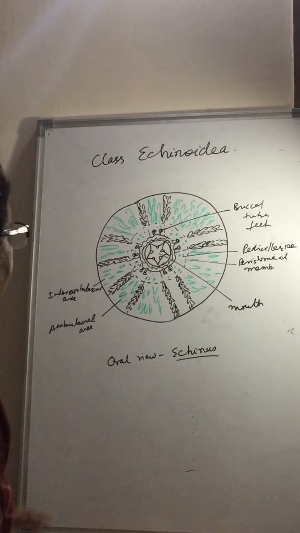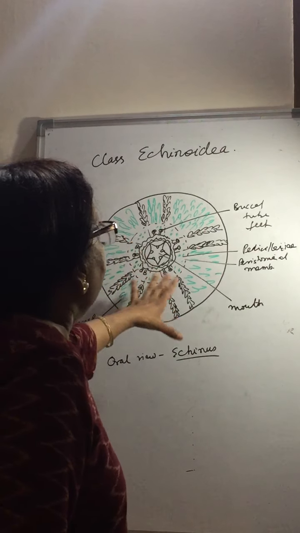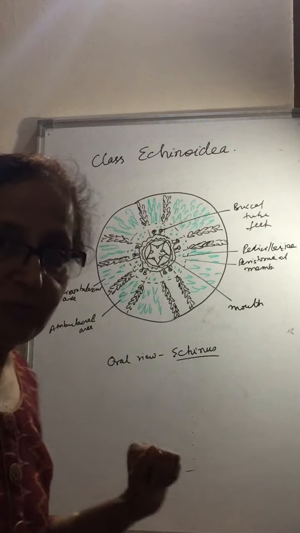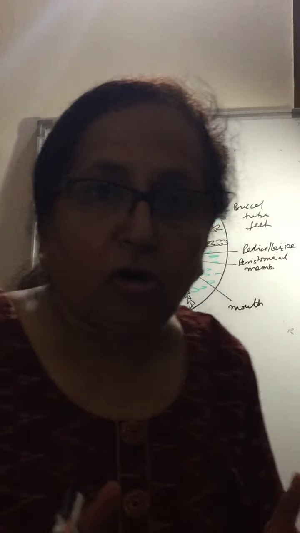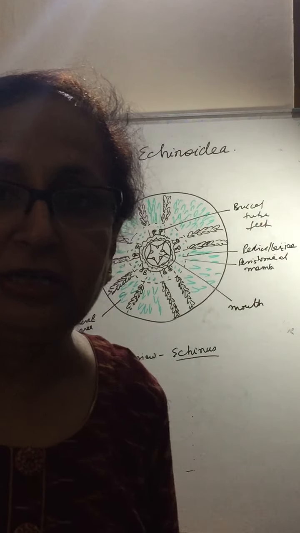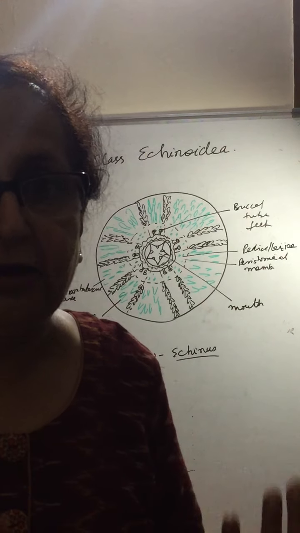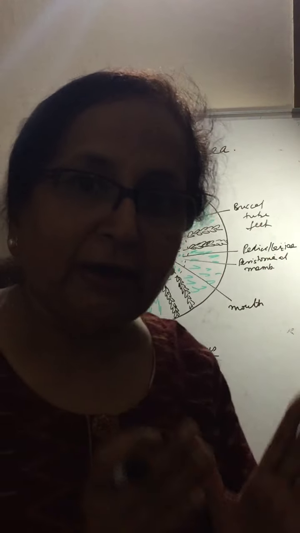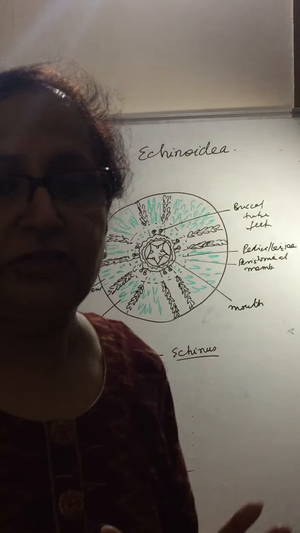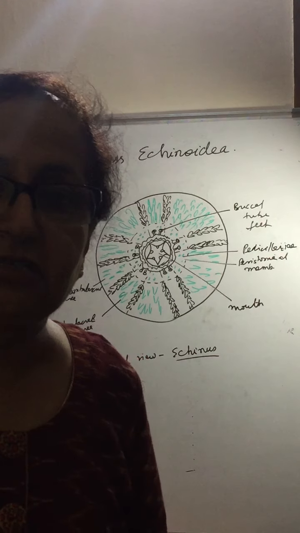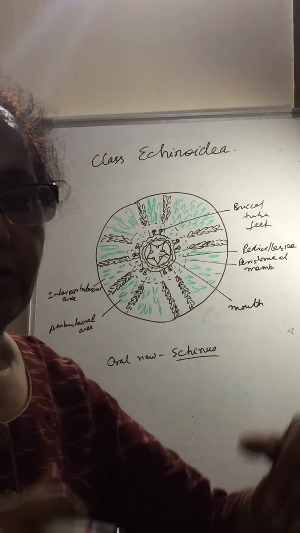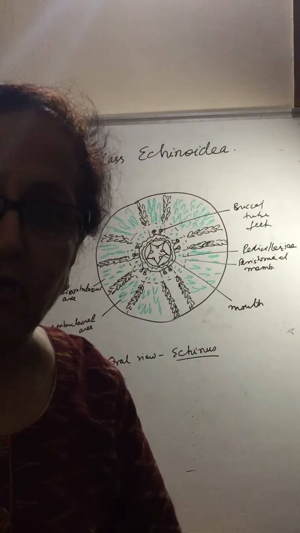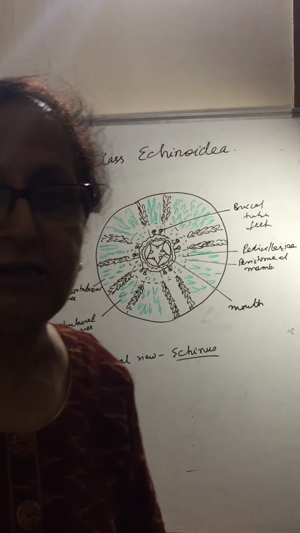Porcupine, and they refer to, they have got long mobile spines on their bodies. They are globular in form, they are without arms, and they have got an ambulacral area. The oral-aboral axis is there, mouth is on the oral side, anus is on the aboral side.